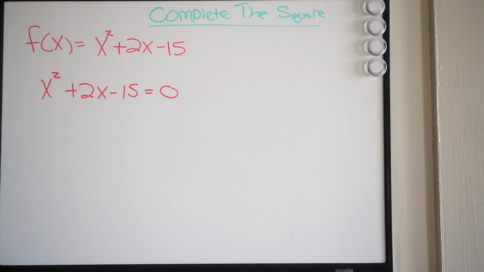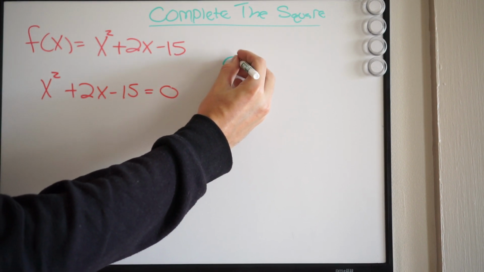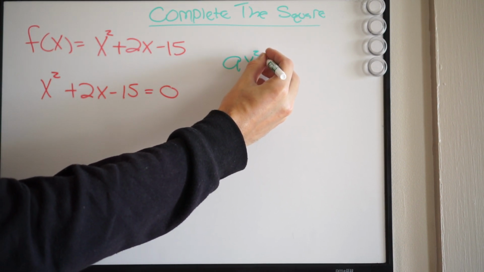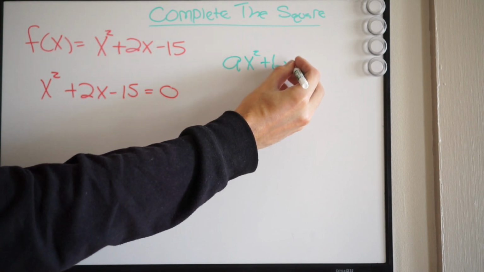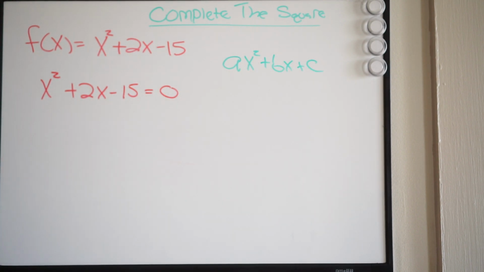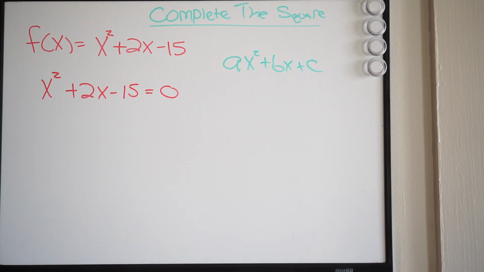Now, in order to complete the square, in this case, a is going to be equal to 1. If we go back to our standard form of a quadratic, we're going to have ax squared plus bx plus c. So in this case we can see that our a is going to be 1.